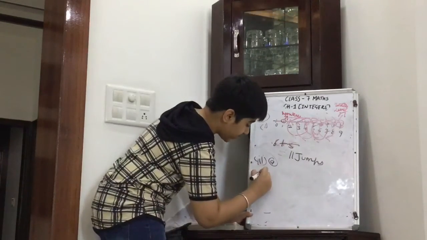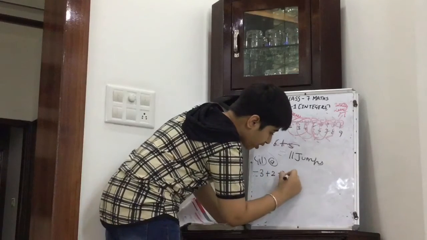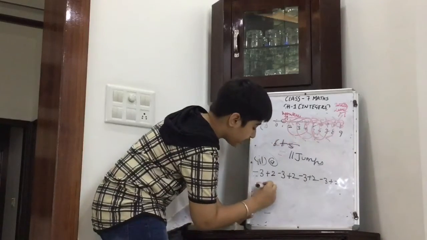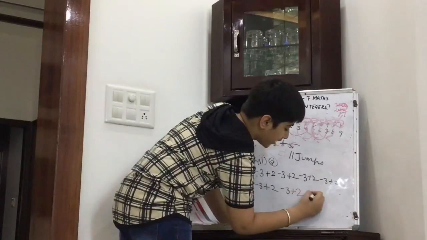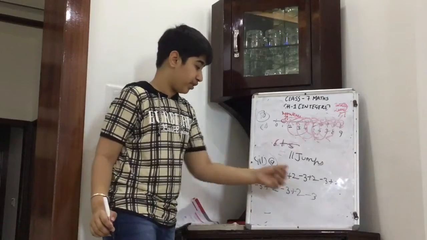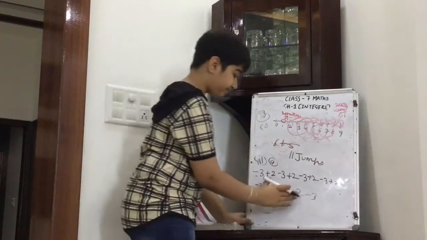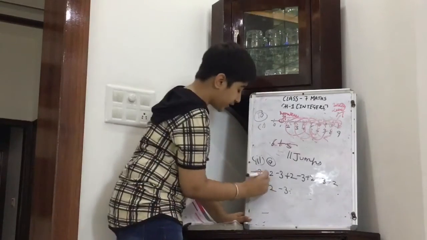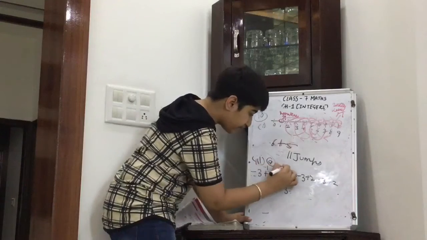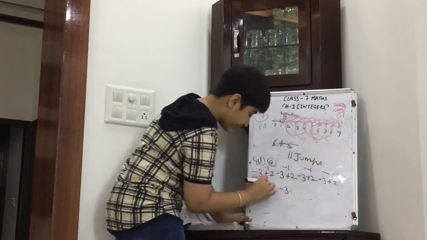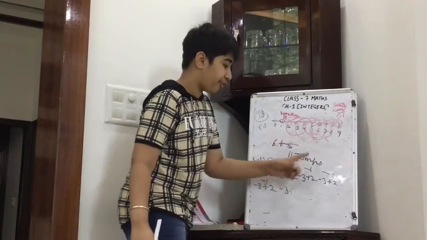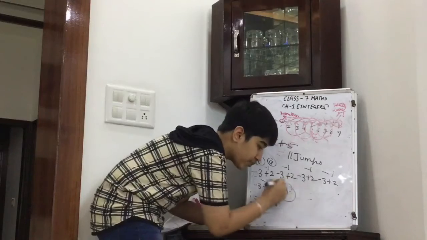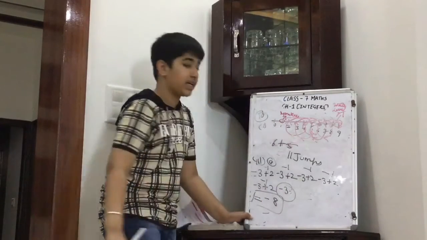So we will write like this: minus 3 plus 2 minus 3 plus 2 minus 3 plus 2 minus 3 plus 2 minus 3 plus 2 minus 3. Okay. And now when we solve all this, we get minus 1, minus 1, minus 1, minus 1, minus 1. 1, 2, 3, 4, 5. 5 plus 3 is 8. 8, and the bigger sign is of the minus 3. So the answer comes out to be minus 8.